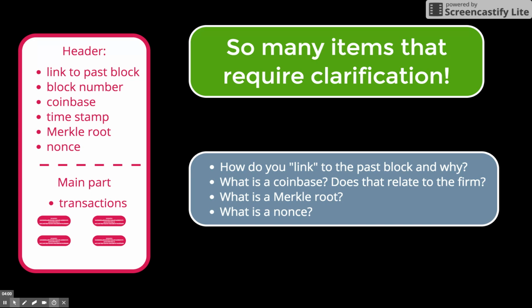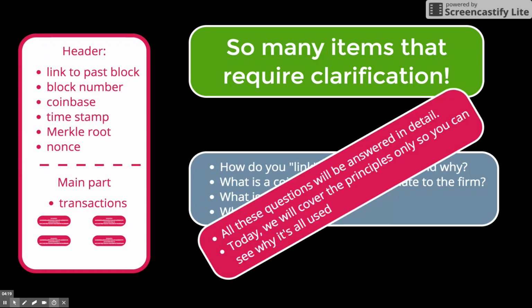We want to understand what a Coinbase is, what it does, what it relates to, and then we want to understand what a Merkle root is. Again, what is the role of that? What does it do, and why is it useful? And then we have to discuss what a nonce is. So that's a really weird word, and there's a lot that needs to be explained there. Now, all of these questions will be answered in detail, but I want to, in this lecture, only cover the principles of it. And then in the next set of classes or in the next set of presentations, we're going to look at where all these items come from.